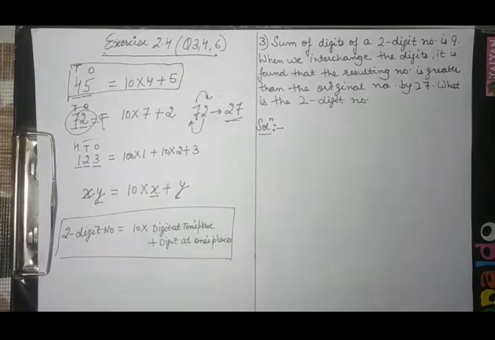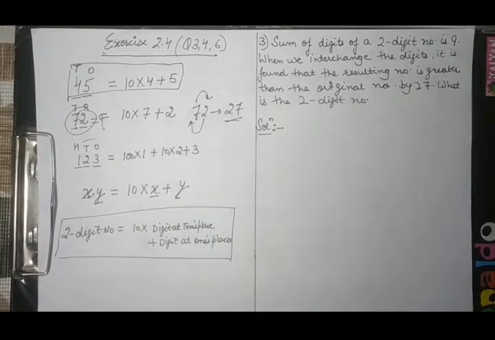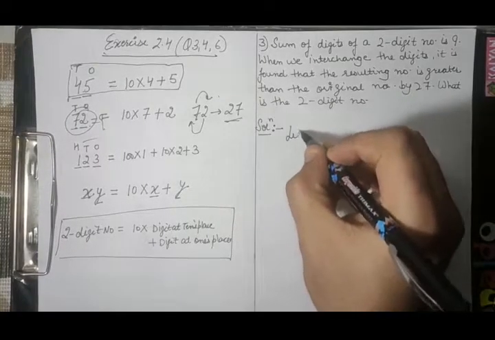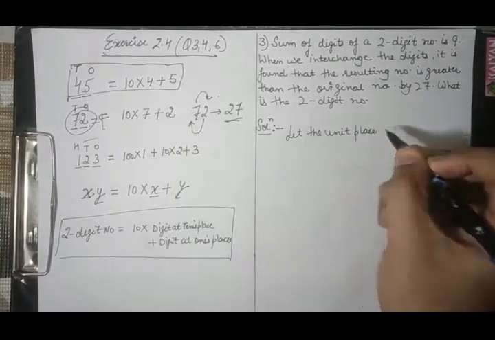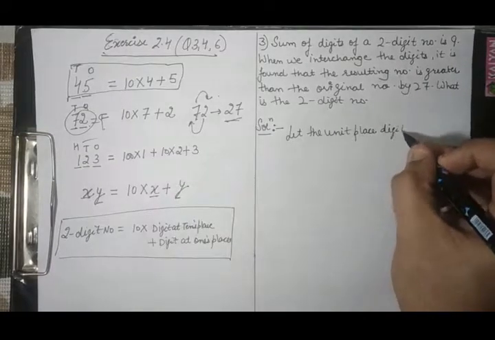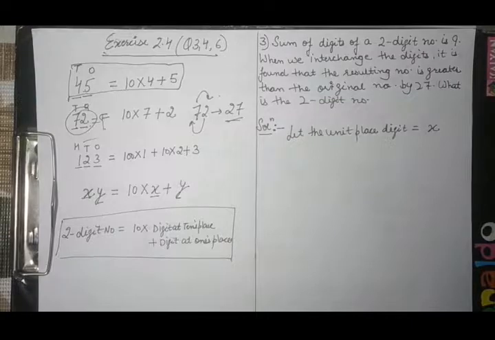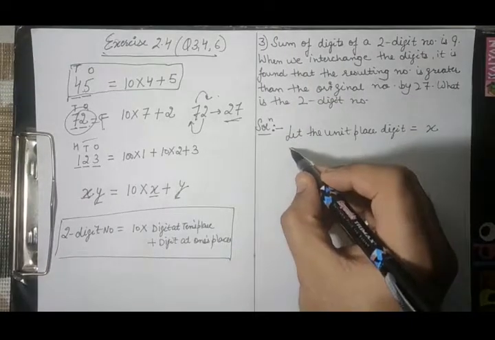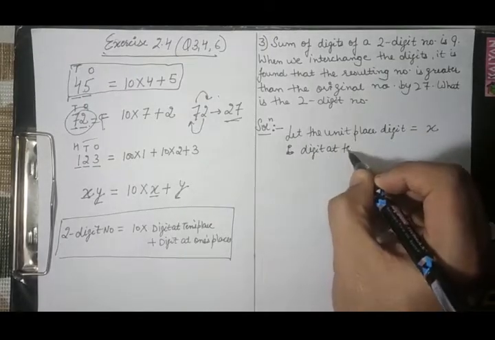First of all, since it is given that it is a 2-digit number, there will be 2 digits, one at 10's place and other at 1's place. So we will suppose these 2 digits. First of all, let the unit place digit be x. So we suppose that the digit at units place is x. Now what we have to find? Therefore the digit at tens place.